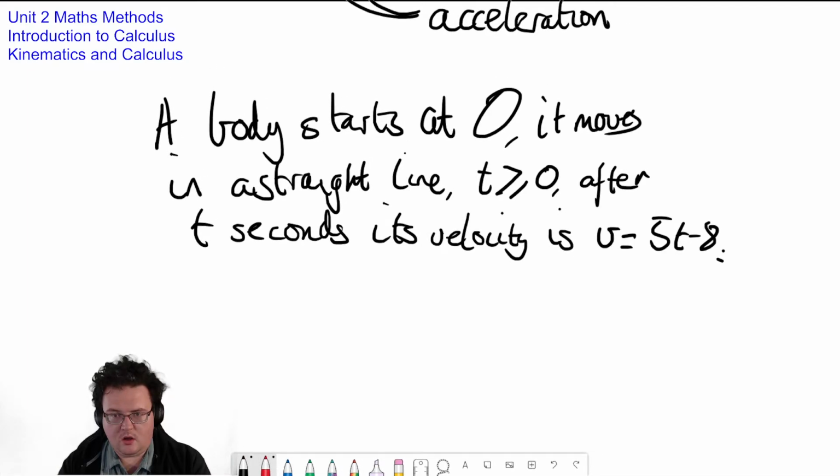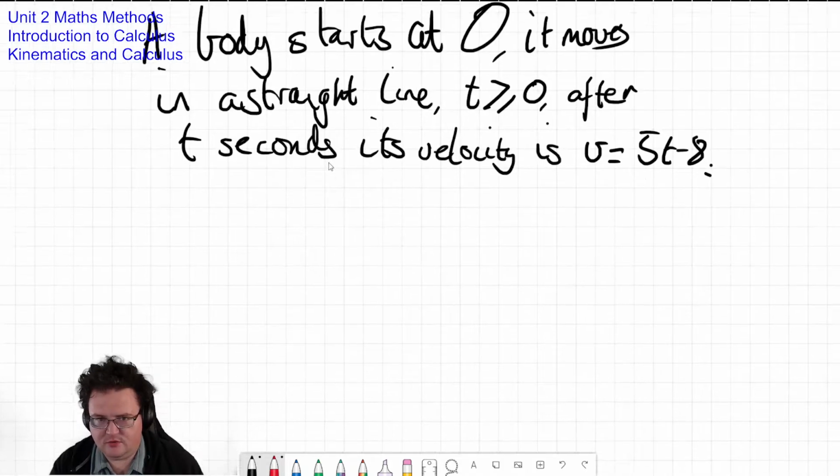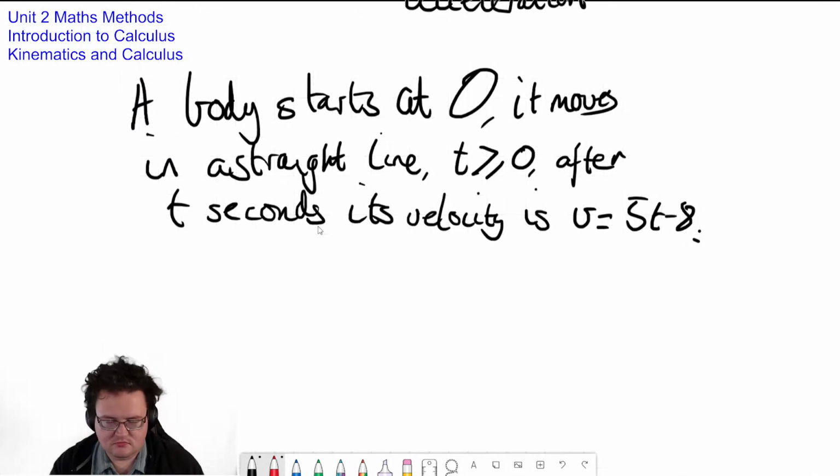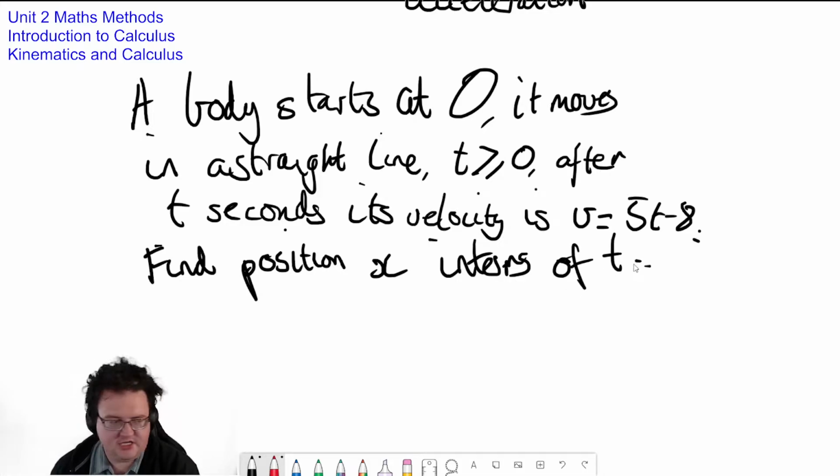So I have a velocity equation, but I don't have anything else about the particle. I don't know where it is. I don't know how fast it's going. I just have that particular piece of information. So find position x in terms of t.